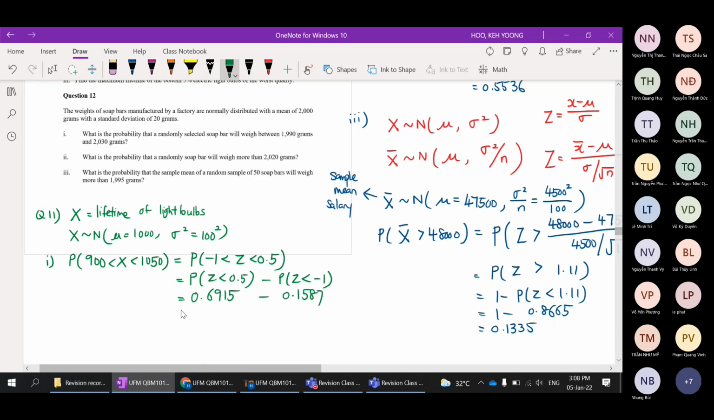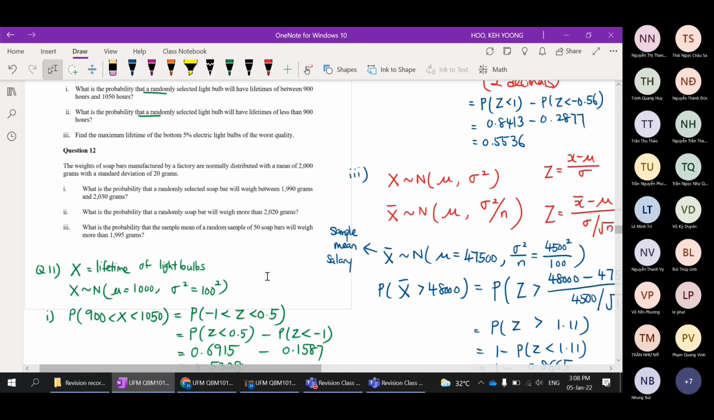Okay, let me know if you still do not know how to read the probability from the table. I don't draw the graph, I don't show you how to find it already. Just now I've shown you, right? If you still don't understand that, then let me know. Okay, so this is the answer for the first question.